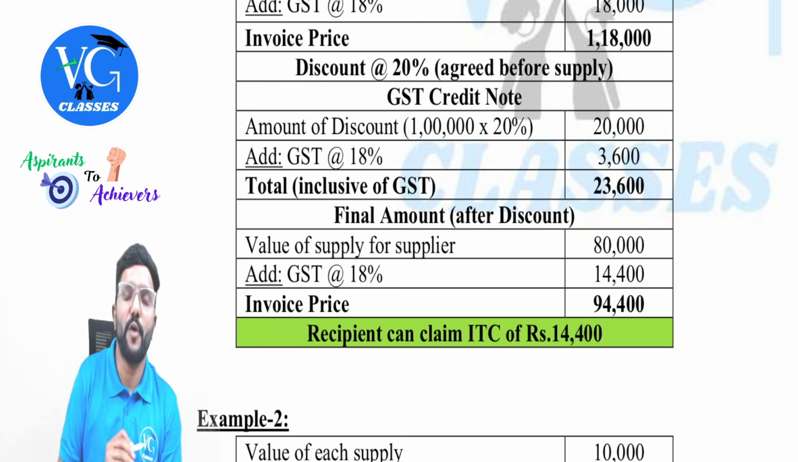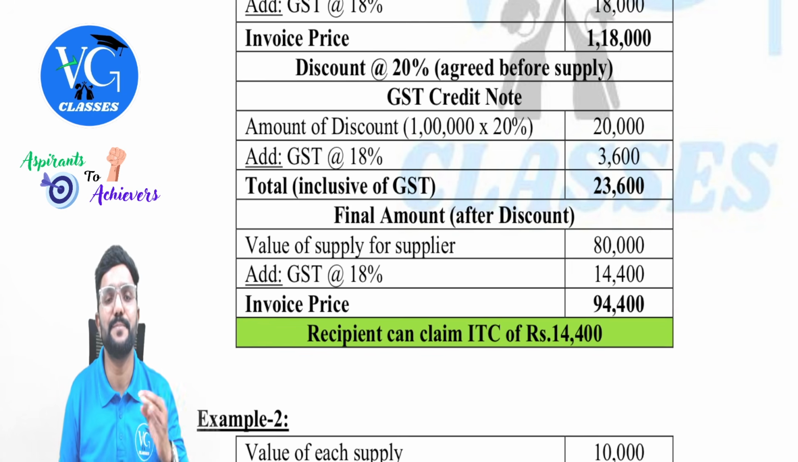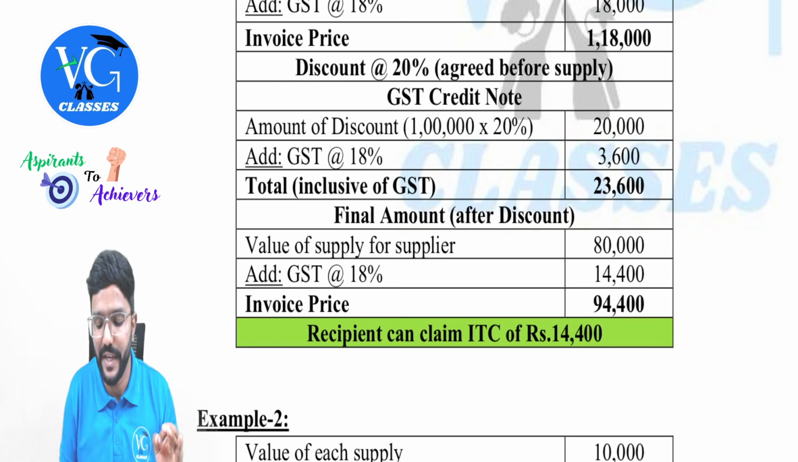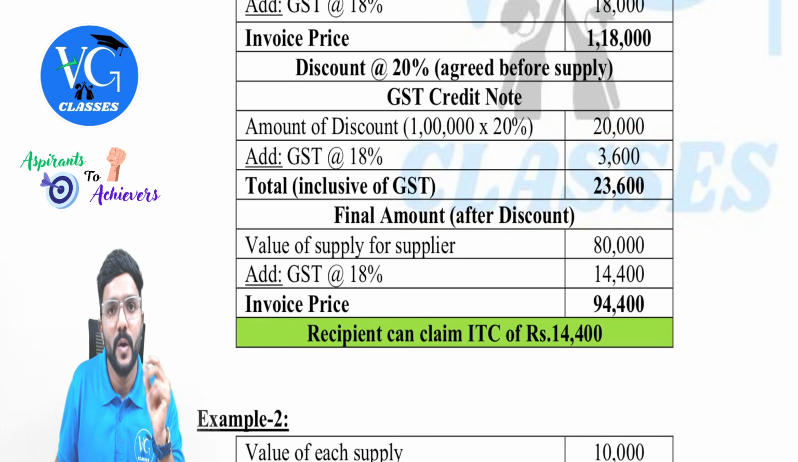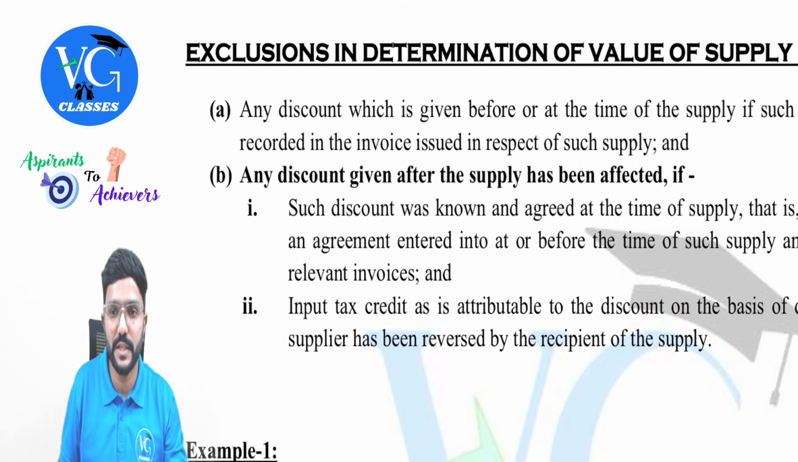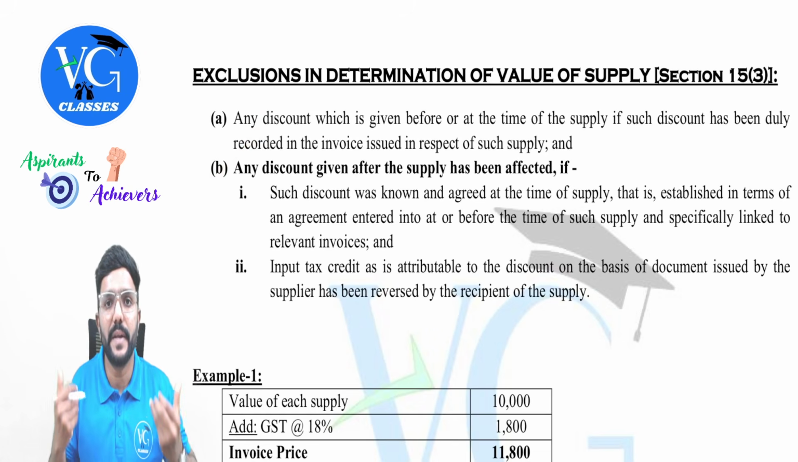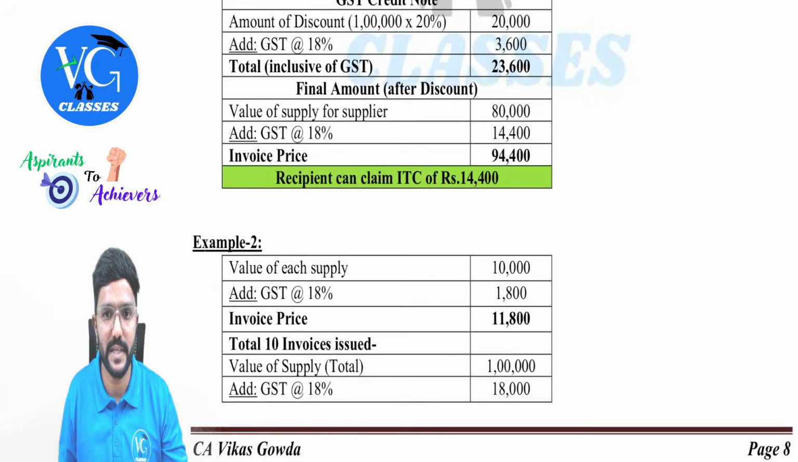Now, from the supplier's point of view, what is the value of supply? As per section 15, what is the value of supply? Is it 1 lakh or is it 80,000, guys? As all the conditions are satisfied, including the reversal of credit by the recipient, that is 3,600. As all the conditions as per section 15 subsection 3 clause B are satisfied, can we reduce 20,000 while calculating the value of supply for the supplier? Yes, guys.